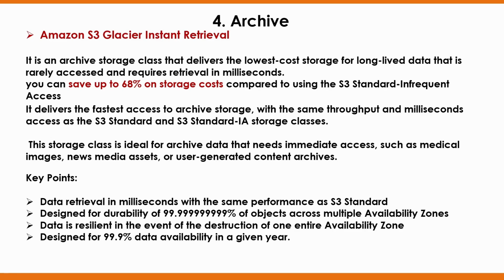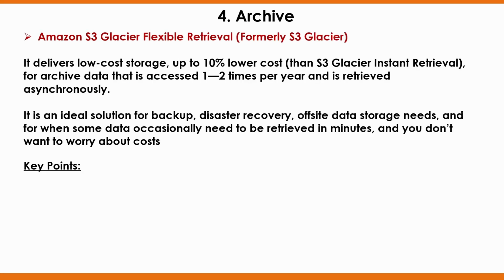Let's see the next storage class in the archive section, that is Glacier Flexible Retrieval. The previous name is S3 Glacier. We all know this as S3 Glacier. We can't just say this full name, that is Amazon S3 Glacier Flexible Retrieval. I don't even remember this. I use it as S3 Glacier. So it delivers low cost storage, up to 10% lower cost than S3 Glacier Instant Retrieval, the previous one we have just learned, for archive data that is accessed 1-2 times per year, and it is retrieved asynchronously.